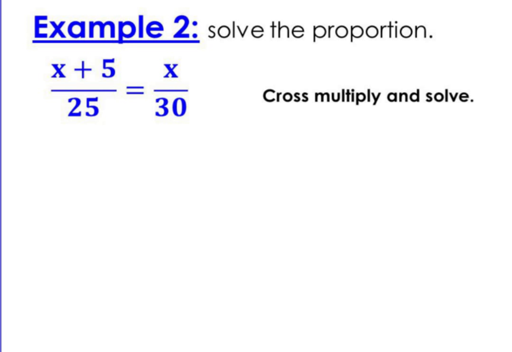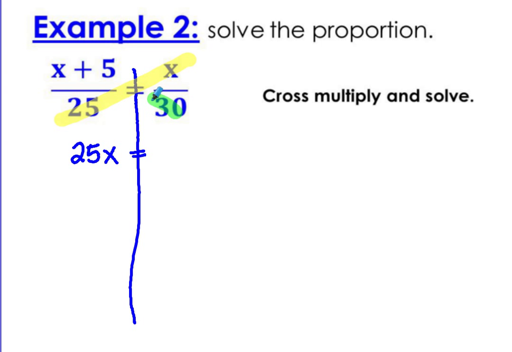Example 2. So same process as before. I'm going to cross multiply and solve. So let's separate the two sides of our equation. And I'm going to go ahead and I'm going to cross multiply. And so I'm going to multiply the 25 times x, which gives me 25x. Then I'm multiplying the 30 times x plus 5.